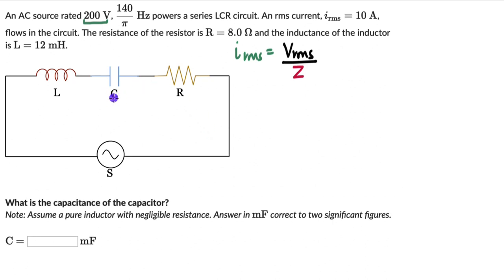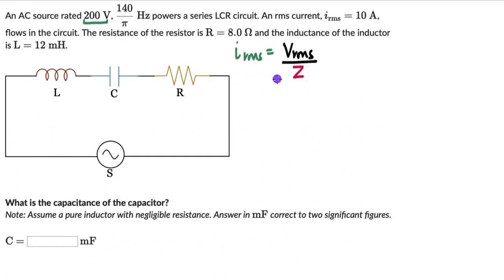So if you want to figure out the value of the capacitance, maybe we need to figure out the value of the impedance, the total impedance in the circuit. Because we already know IRMS, that is 10 amperes, and VRMS, that is 200 volts. So if we figure out Z, we should be able to figure out C, considering we know the resistance and also the inductance of this inductor. So now the question is, how do we figure out this value of Z? Is there a way to do that?